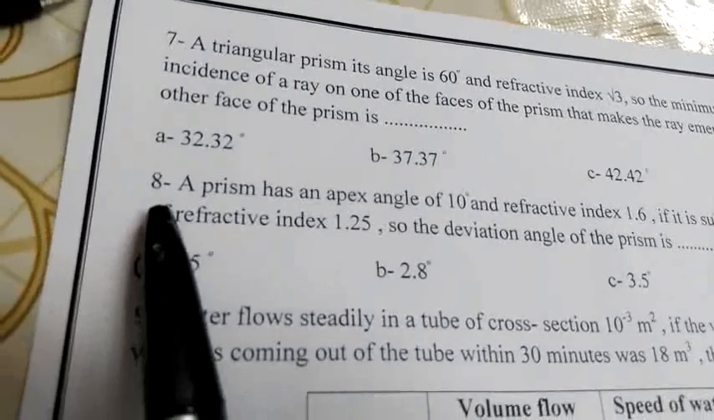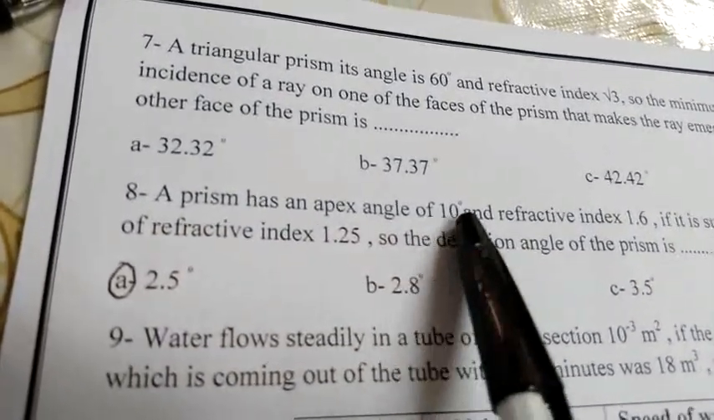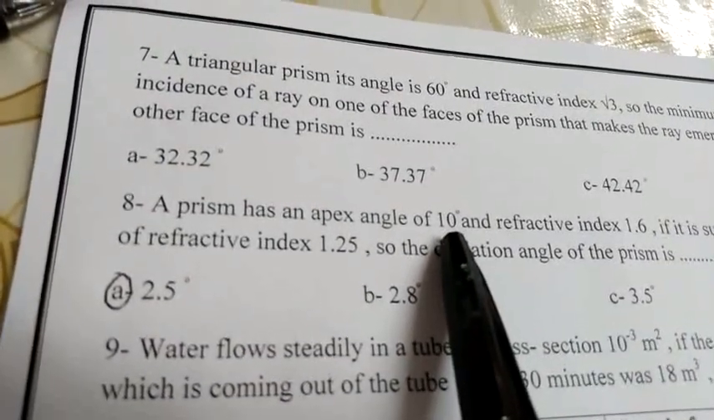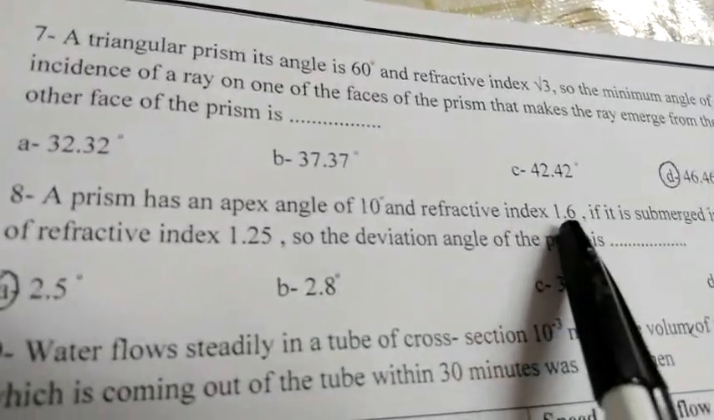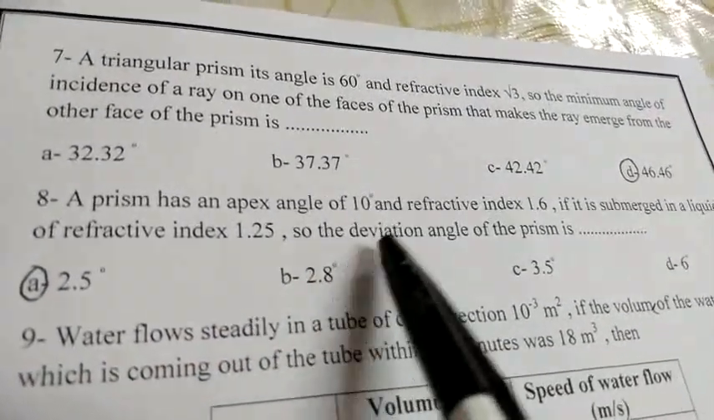Question number 8. Prism has apex angle of 10. As the prism's apex angle is smaller than or equal to 10, it's a thin prism. And refractive index 1.6. If it is submerged in liquid of refractive index 1.25, so the angle of deviation of the prism will be equal to.